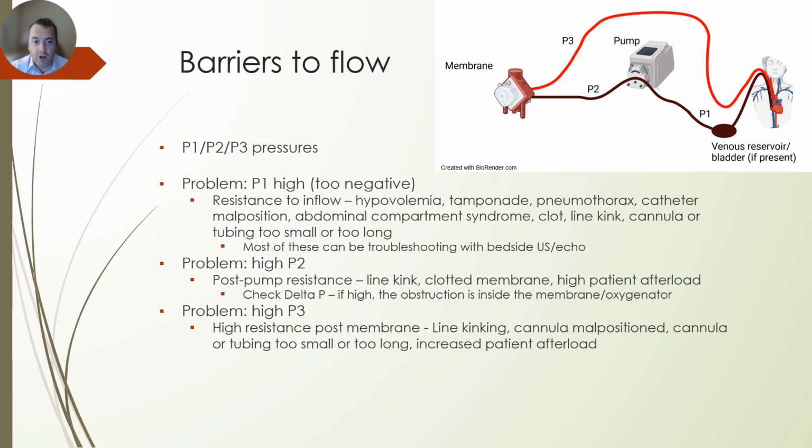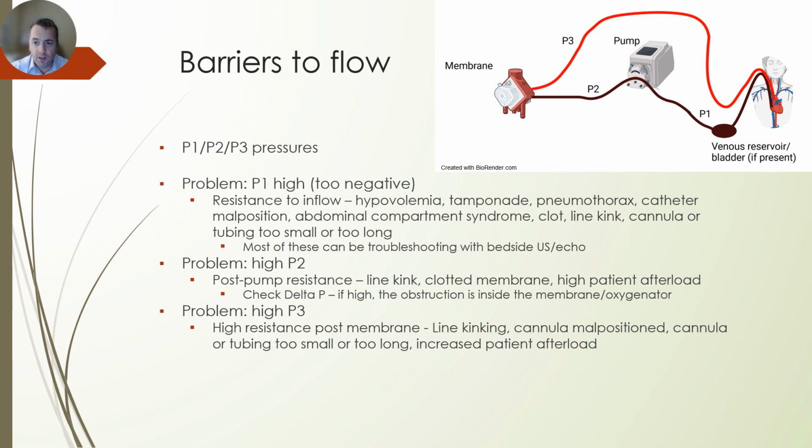And so when you have to troubleshoot problems, you might be told that there's too high of one of these pressures. P1 is high, meaning too negative. There's some resistance to the inflow, whether that's hypovolemia, tamponade, pneumothorax, the catheter's malpositioned and the drainage holes are getting sucked up against the sidewall of the vein, abdominal compartment syndrome, clots, kinks in the line, cannula or the tubing being too small or too long, or the pump being set too high.